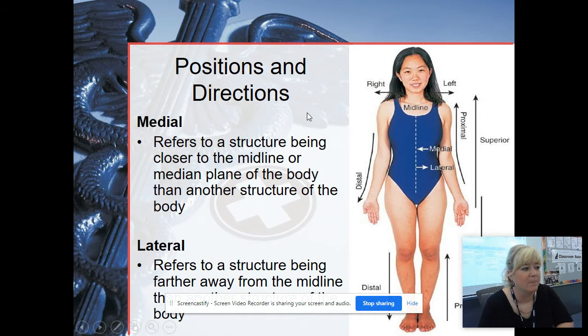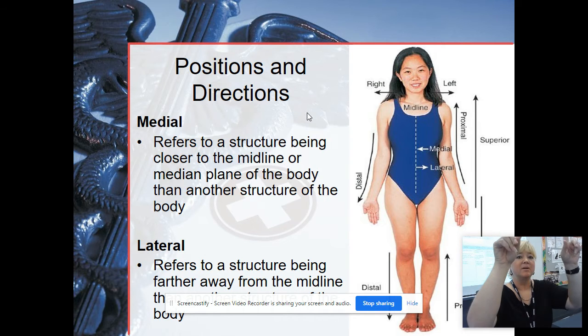Okay, medial and lateral. Medial refers to a structure being closer to the midline. Remember the midline, mid-sagittal plane? This structure is closer to the midline of the body. So when I say medial, whereas lateral refers to a structure being further away from the midline. I know that Screencastify is cutting that off a little bit. You can always go to the original PowerPoint, which I'll have posted somewhere on Schoology. But lateral is further away from the midline. So when I say medial, closer to the midline, lateral, away.